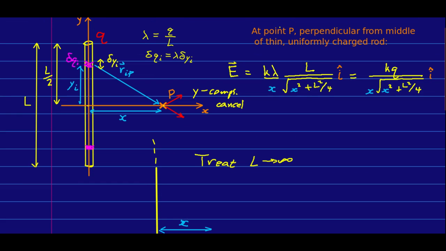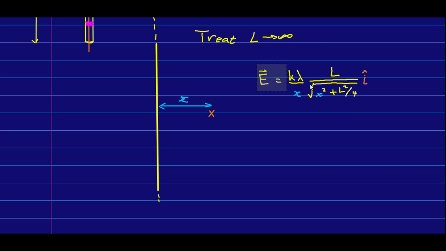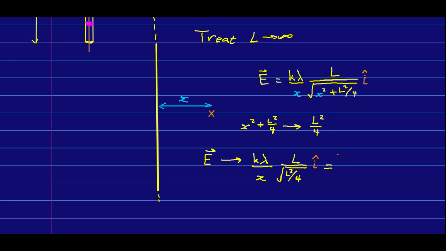And so we can take the expression that we already have, and we can think of what this expression does as L gets very large. Well, in particular, as L gets very large, x squared plus L squared over 4 is going to go to, well, L is much bigger than x, and so this is just going to go to L squared over 4. And so our E field is going to go to, and that square root of L squared over 4 is just L over 2. And so the L's are going to cancel, and all we're going to get is this.